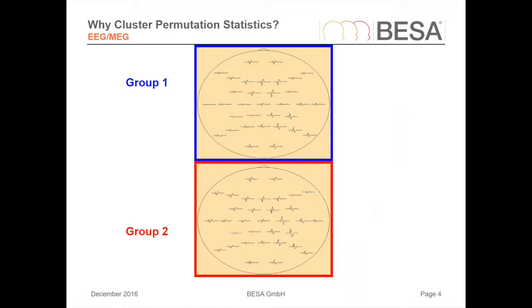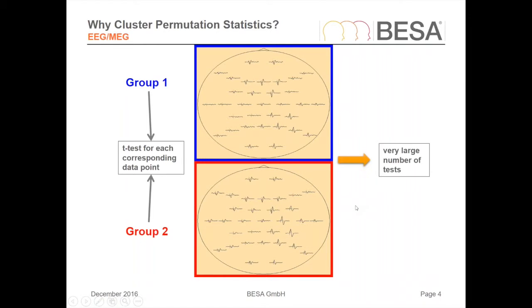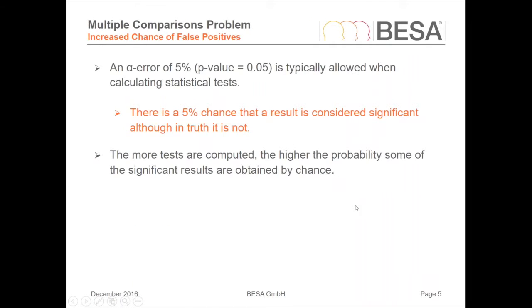And to make things worse, if we want to compare a particular time window between two groups or two conditions, we often not only want to investigate effects in a single electrode, but in many electrodes or MEG sensors. So thus we end up with a very large number of tests. And usually the typically accepted probability for a false positive is 5%. This means that if the null hypothesis is true, I would live with 5% of the tests still showing significance.